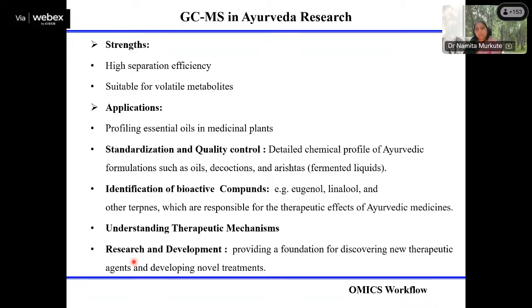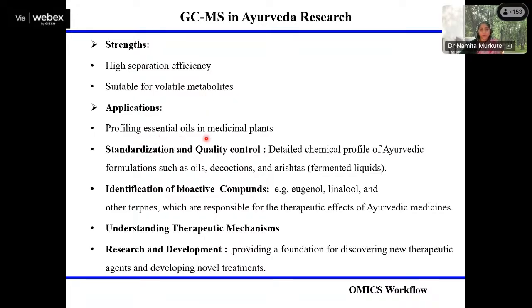So GCMS, how can you use it in Ayurveda research? The strength of this technique is that it has high separation efficiency and is suitable only for volatile metabolites. For non-volatile metabolites, we need to derivatize the sample first, and only then submit it to this machine. So what are the applications?